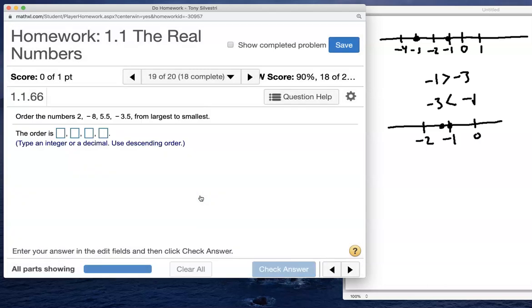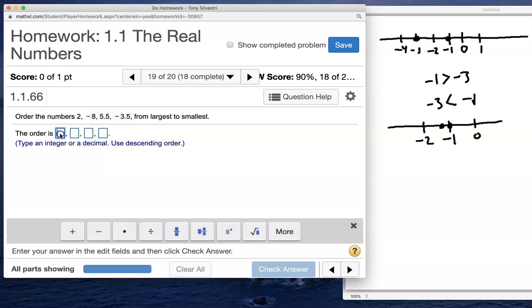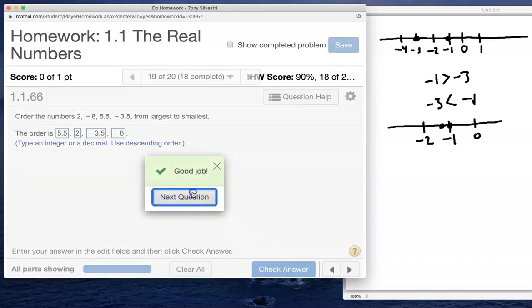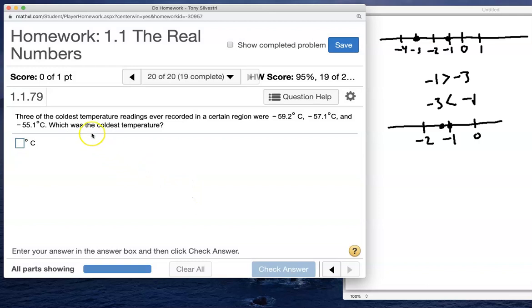And then, let's see, order the numbers from largest to smallest. That means go down, a descending order. So what's the largest number you see here? I'm feeling 5.5. The next largest number is number 2. The next number is not -8. The next largest number is -3.5 because it's closer to the origin. It's closer to the origin than -8, which is farther away. I'm going to say that that's the right answer. And last is the three.